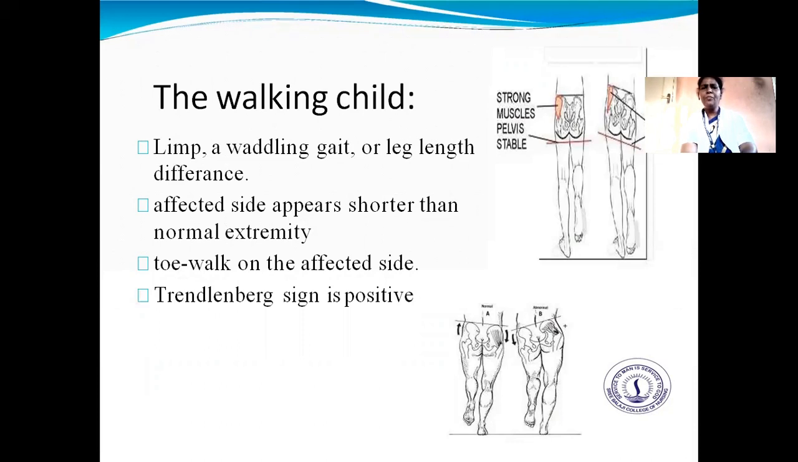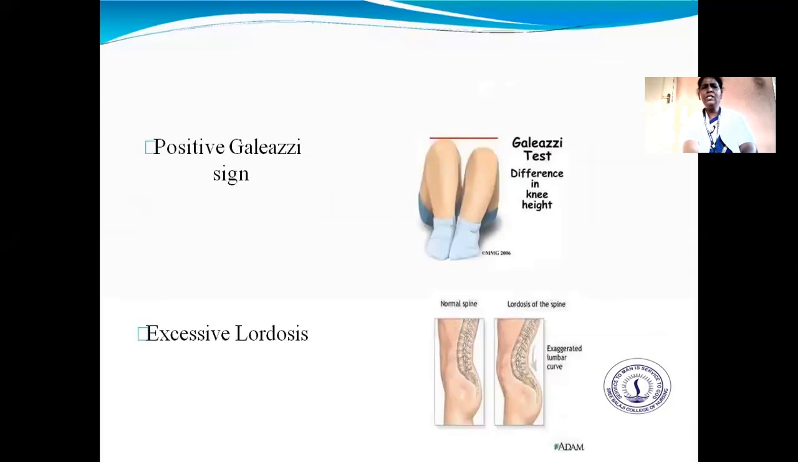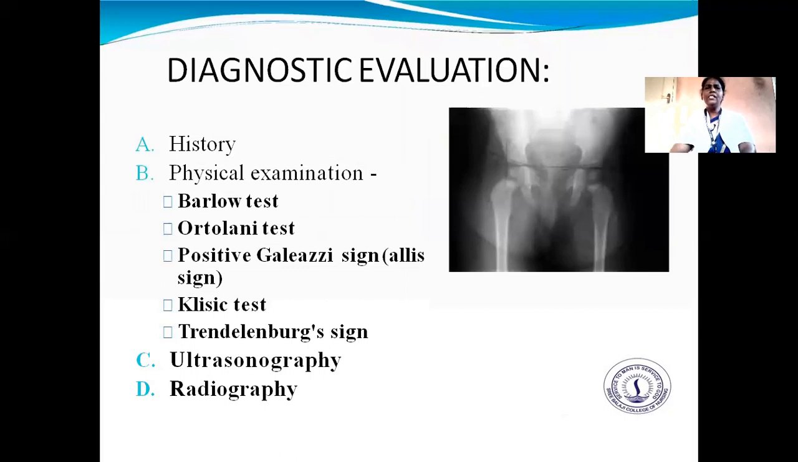Then the affected side appears shorter than the normal extremity. Toe walk on the affected side will be there. Then Trendelenburg sign is positive. Then positive Galeazzi sign will be there. Then excessive lordosis will be there. Next, see about the diagnostic evaluation.